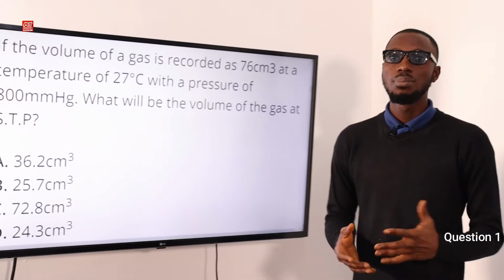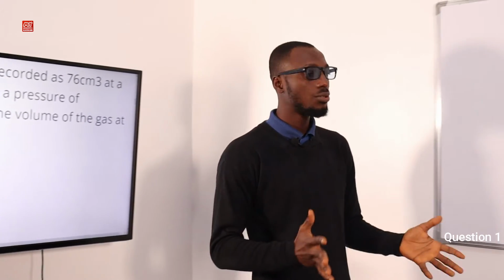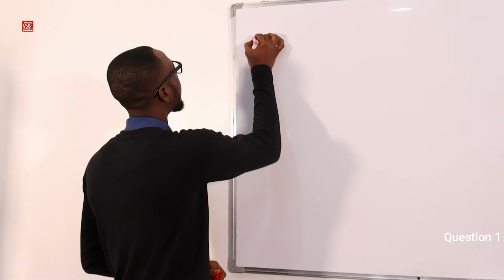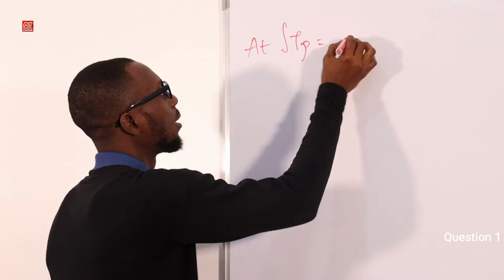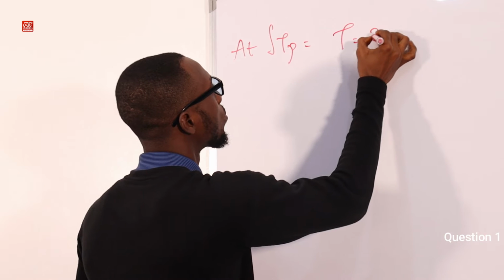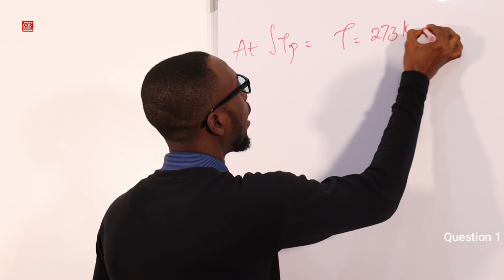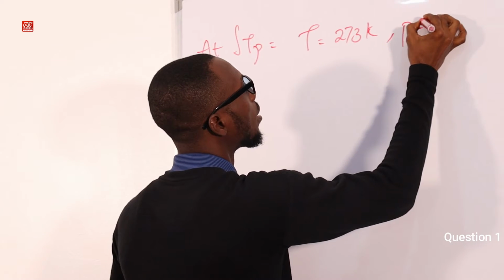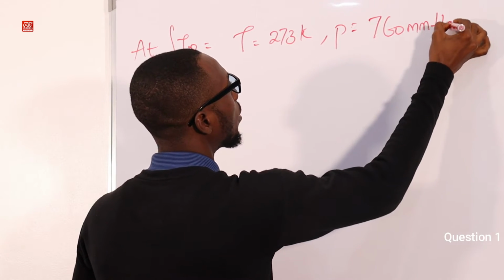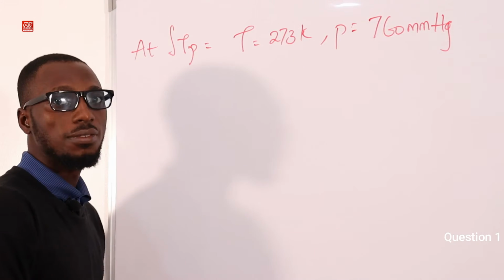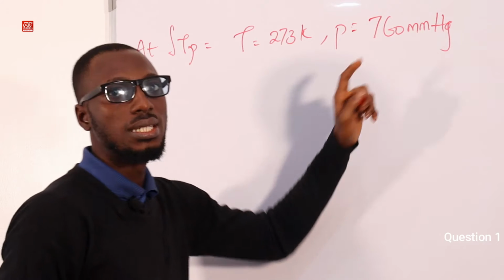Okay, so at STP you should know that the temperature is given as 273 Kelvin, and pressure will be 760 millimeter mercury. So this should stand for our T2 and P2.